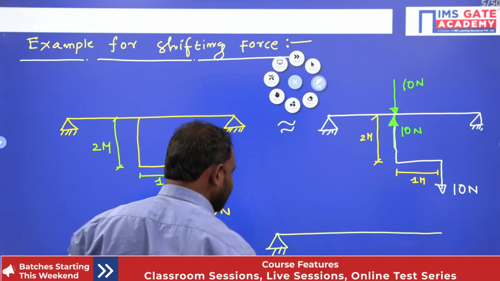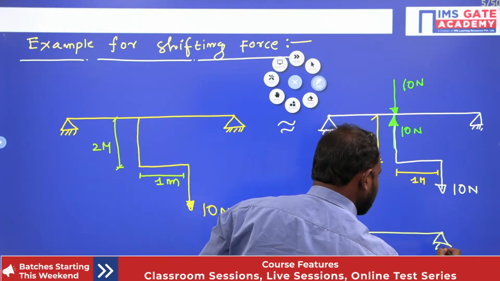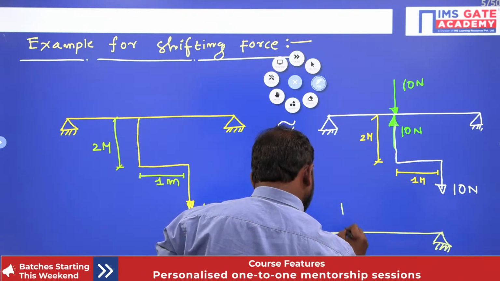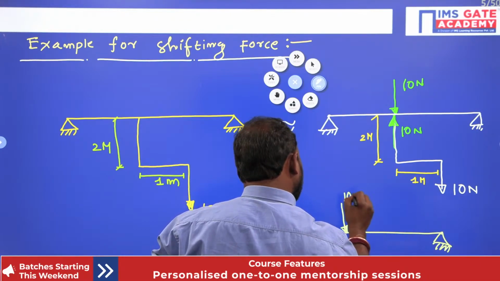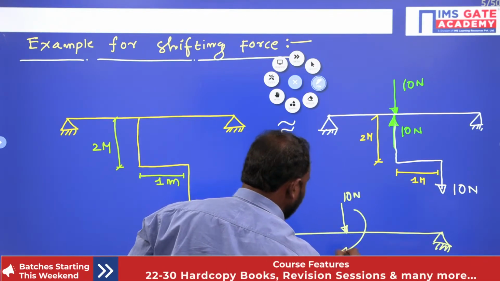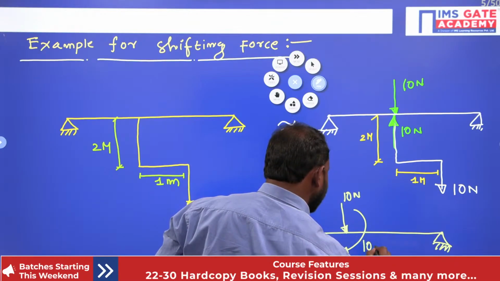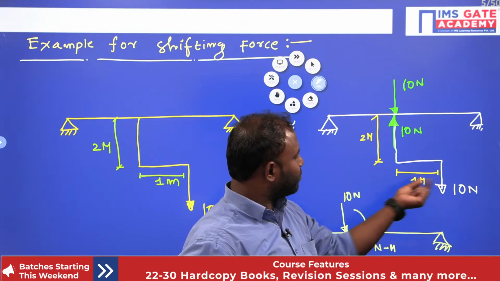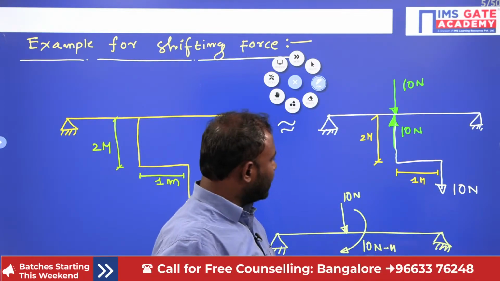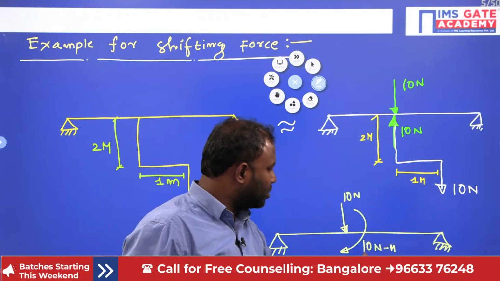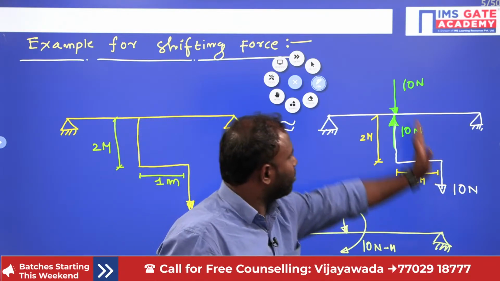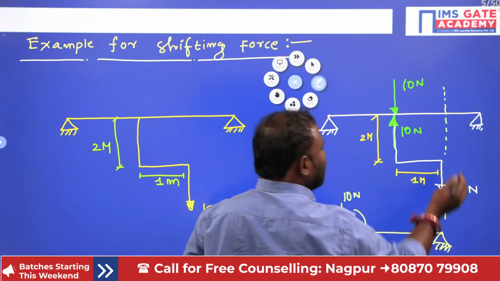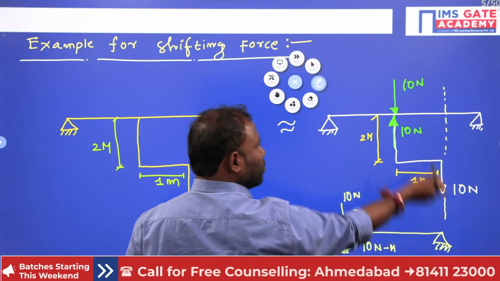Now its moment is 10 Newton, and this couple is 1. Why? Because couple moment is force into distance. Force is 10 Newton and distance is 1 meter, so 1 into 10 into 1 meter. So my 10 Newton force is shifted to here, other than its line of action.